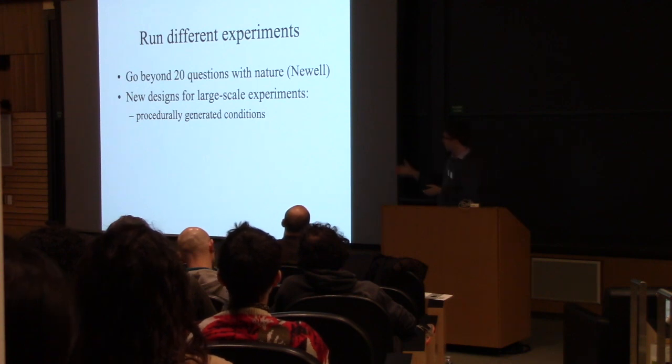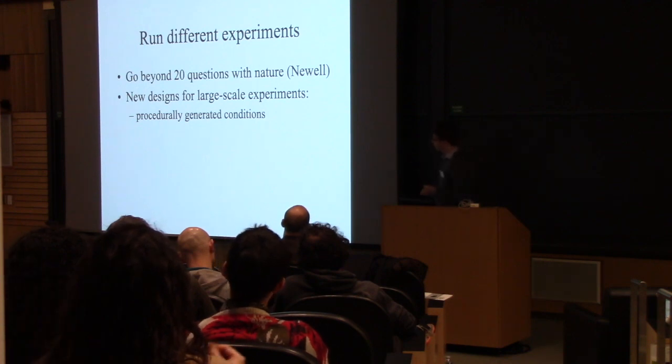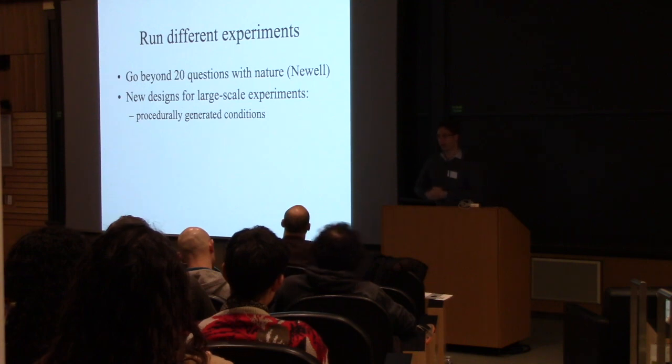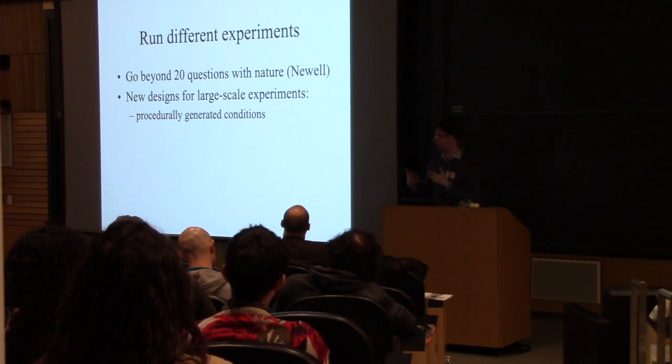And so one kind of large-scale experiment you can run is one where you say, well, I'm not going to let my theory a priori drive the conditions that I'm going to run. I'm going to run a whole bunch of conditions that are generated procedurally. I'm going to define an algorithm that's going to generate those conditions. And I'll show you an experiment like that later today.